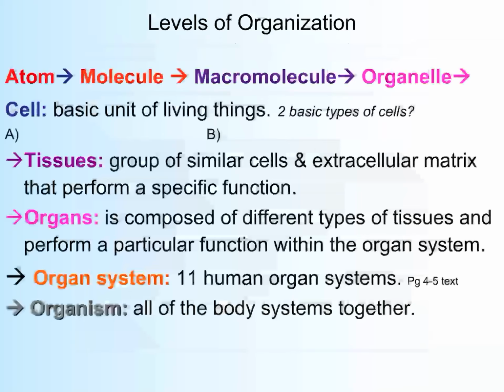All right, let's look at the levels of organization. This is Roman numeral 2. I don't have a lot in your outline because this is review from Bio 3. So we are beginning from an atom.